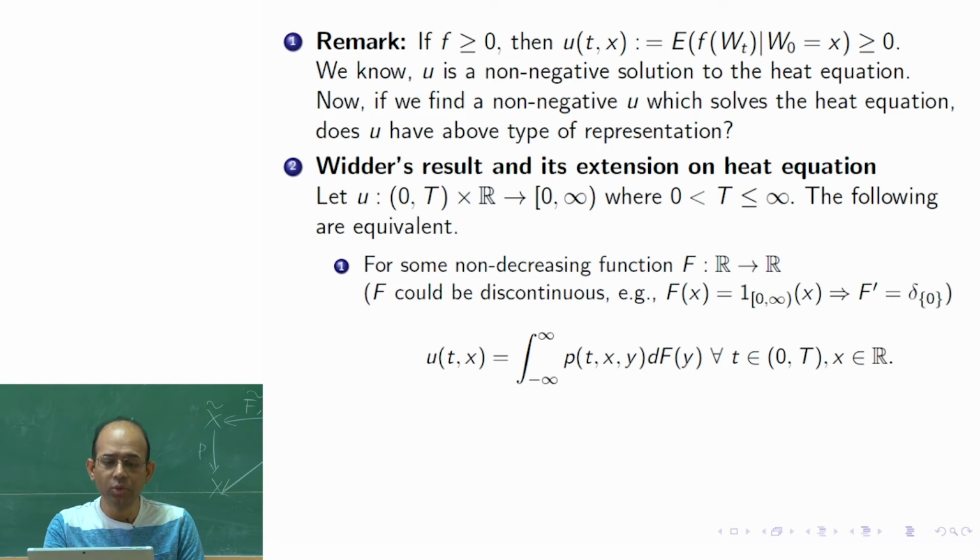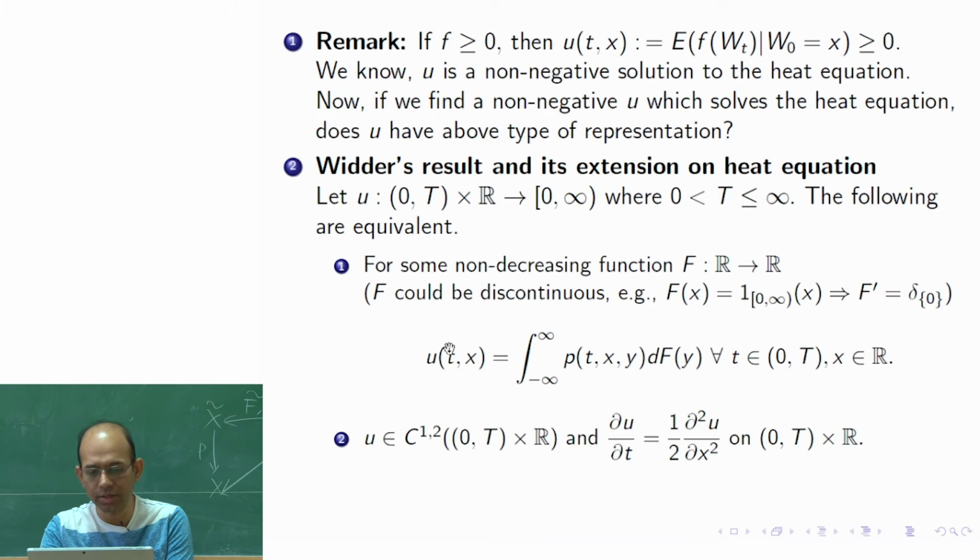So this is more general than this setting. So here the derivative of capital F can be taken in the distributional sense. The distributional derivative of capital F is a Dirac mass at point 0, correct. Okay, so now the following statements are equivalent. So here I have just written statement number 1.